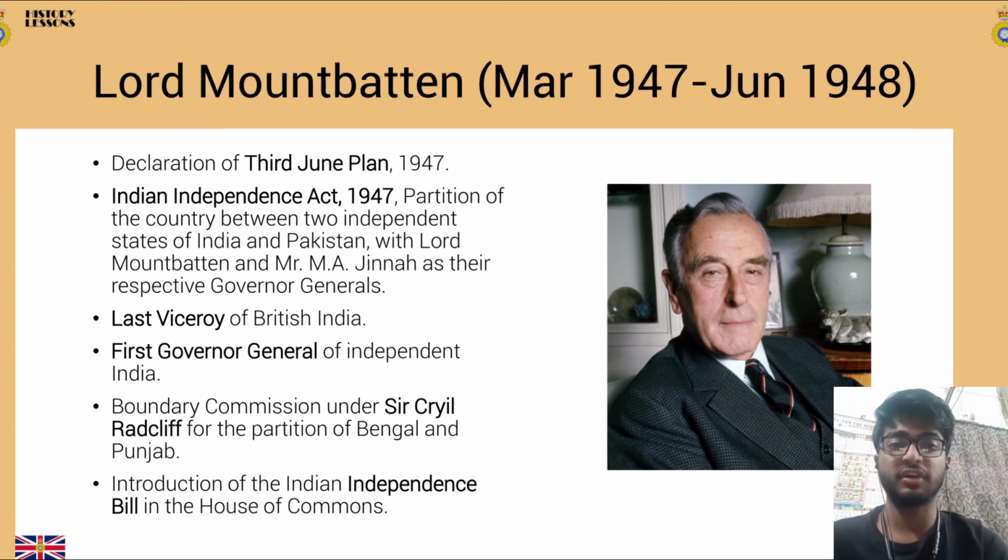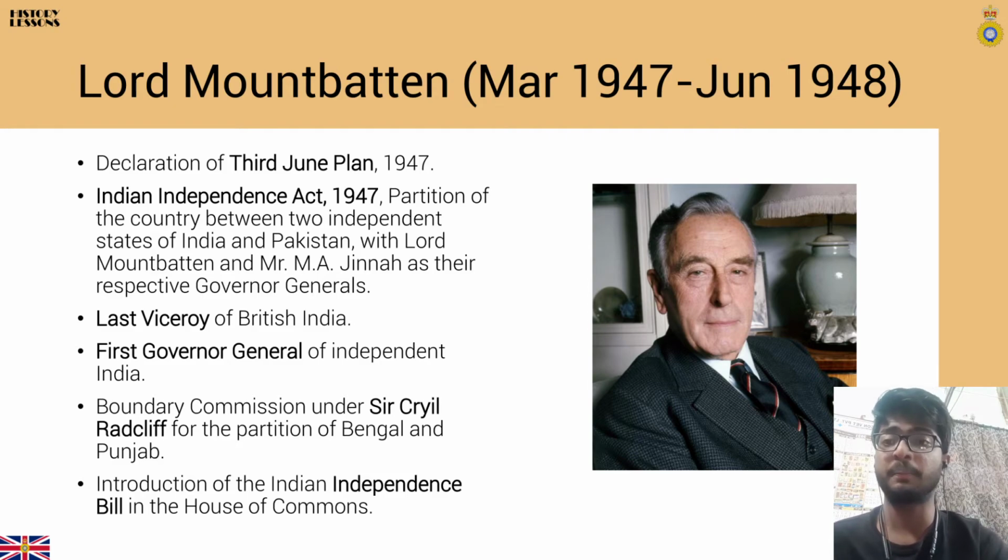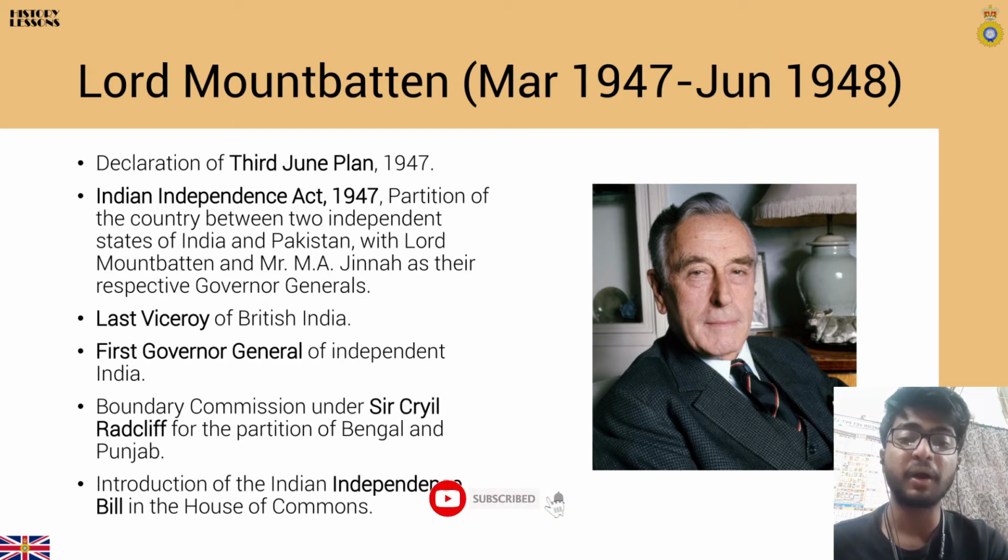The last Viceroy of India was Lord Mountbatten, from March 1947 to June 1948. The Declaration of the 3rd June Plan in 1947 happened. The Indian Independence Act in 1947 was passed. Partition of the country between two independent states of India and Pakistan, with Lord Mountbatten and M.A. Jinnah as their respective Governor Generals. The last Viceroy of British India was Lord Mountbatten. The first Governor General of independent India was also Lord Mountbatten.